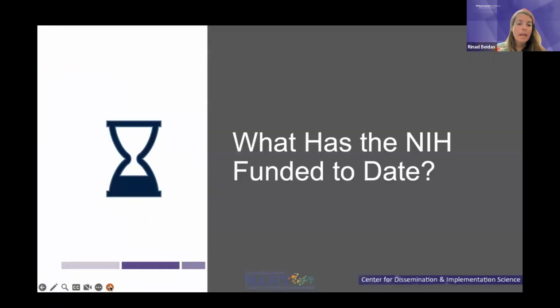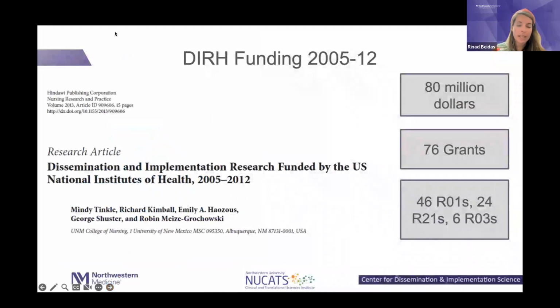So I'm going to fly through this section because I really want to emphasize the competencies. So I'm not going to talk about everything that you see on each slide. It's more a resource for you, but I'm just going to stay super high level and highlight two papers that describe some of the funding that's been provided to date for these kinds of studies.